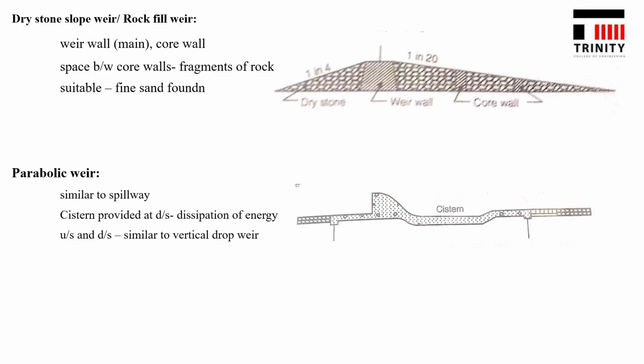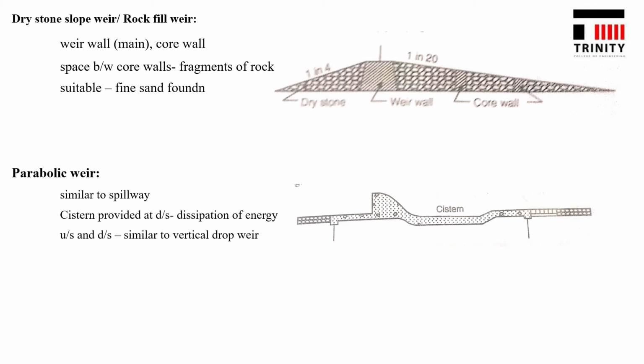Next is the dry stone sloping weir or rock fill weir. Rock fill weir means the weir is filled with rock. That is, the weir wall is a structure and it has further compartments which are filled with rocks. In between the rocks there will be a core wall to support it. The weir wall is the main structure and the core walls are the supporting ones. In between the weir wall and core wall there will be stones or rock, so it is known as the dry stone slope weir or rock fill weir. It is suitable for fine sand foundation.